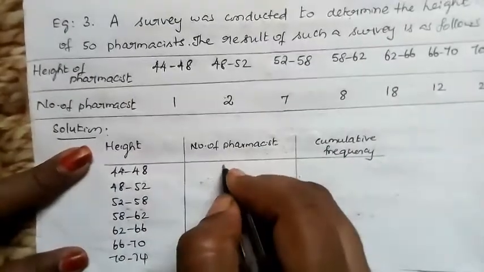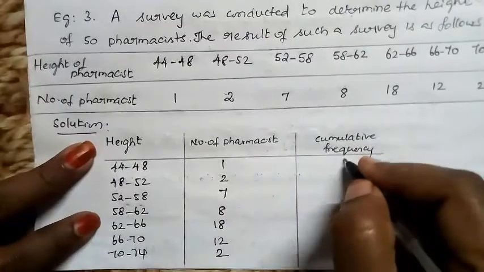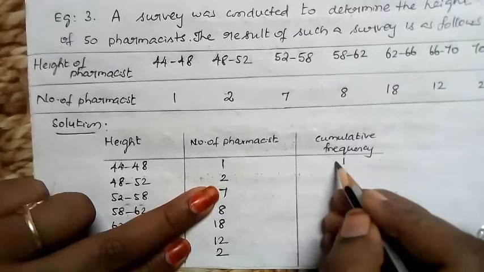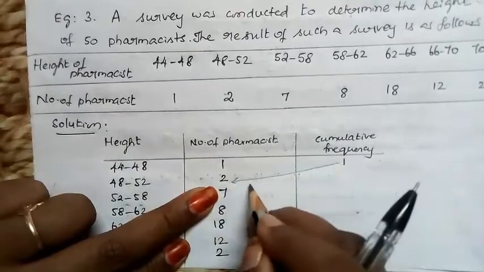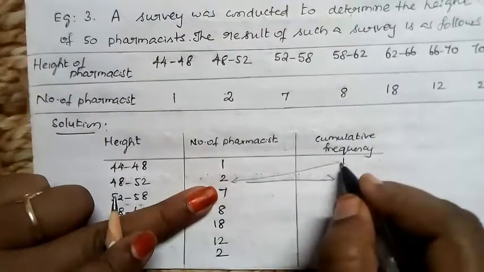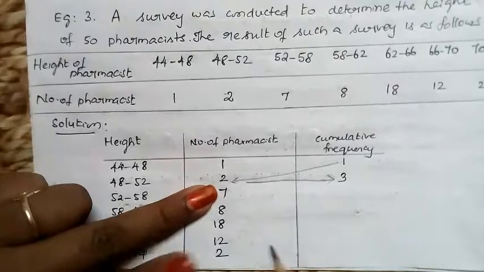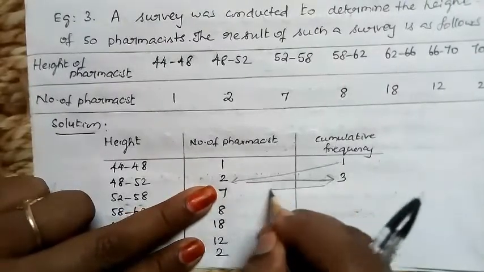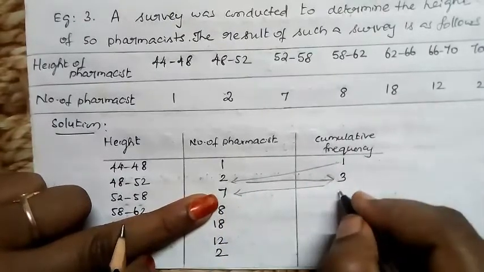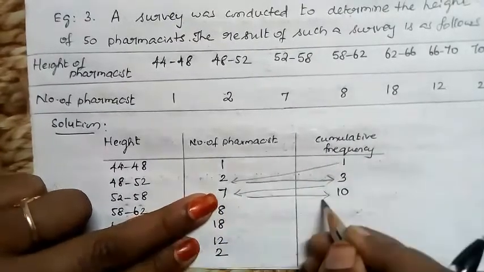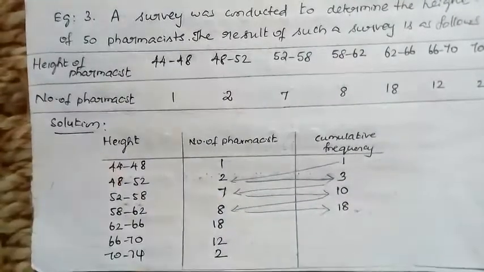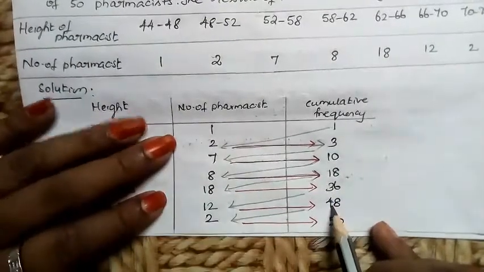And the number of pharmacists are here. The first frequency is 1, and to find out the second frequency you have to add this frequency with this 2 to get the new cumulative frequency, which is 1 plus 2 is 3. And to find out the next cumulative frequency, add the recent frequency with 7. So 3 plus 7 is 10. Then add 10 with 8, it is 18. So this is how you get the cumulative frequency.